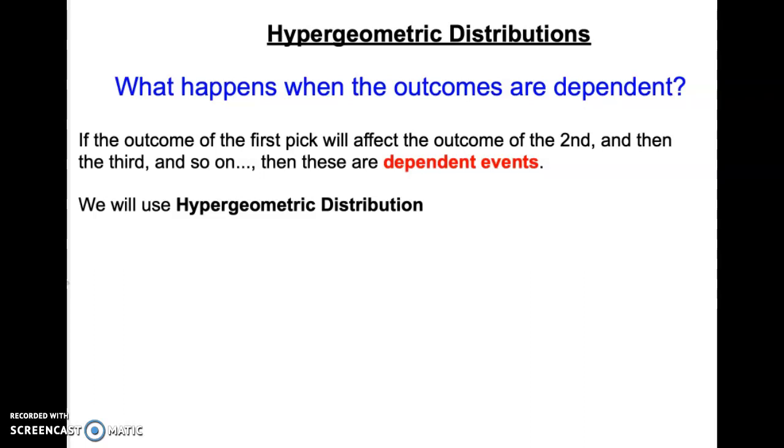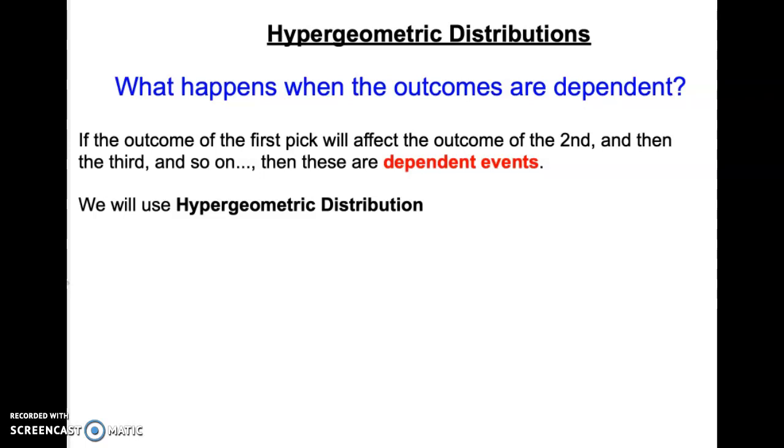So the next lesson is about hypergeometric distributions. Hypergeometric distributions actually have very similar properties to binomial. There are a specific number of trials, and you want a specific number of successes. There is a probability of success and a probability of failure. So both of those two criteria are true.